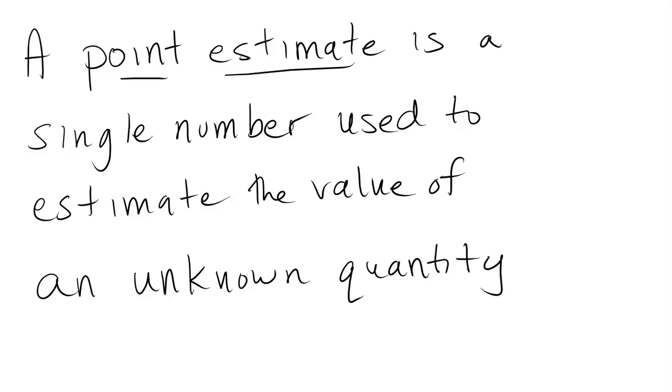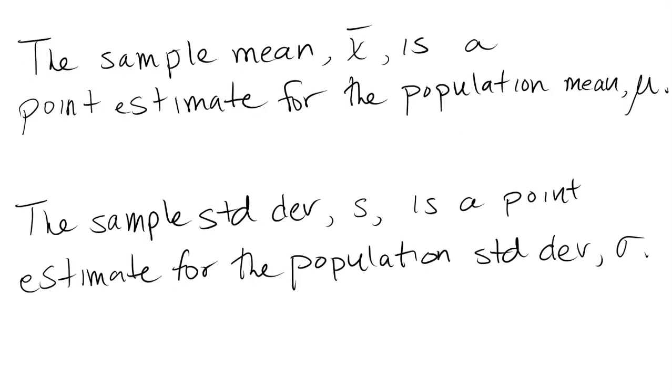A statistic is used to estimate a parameter, and we've seen a couple of these. The sample mean, x bar, is a point estimate for the population mean, mu. The sample mean is a point estimate because it's a single number. We take all of the data in the sample, we add it all together, we divide by the number of values, and it gives us a single number. And we use that single number to estimate the population mean. So that's an example of a point estimate because it's one number used to estimate this unknown population mean.